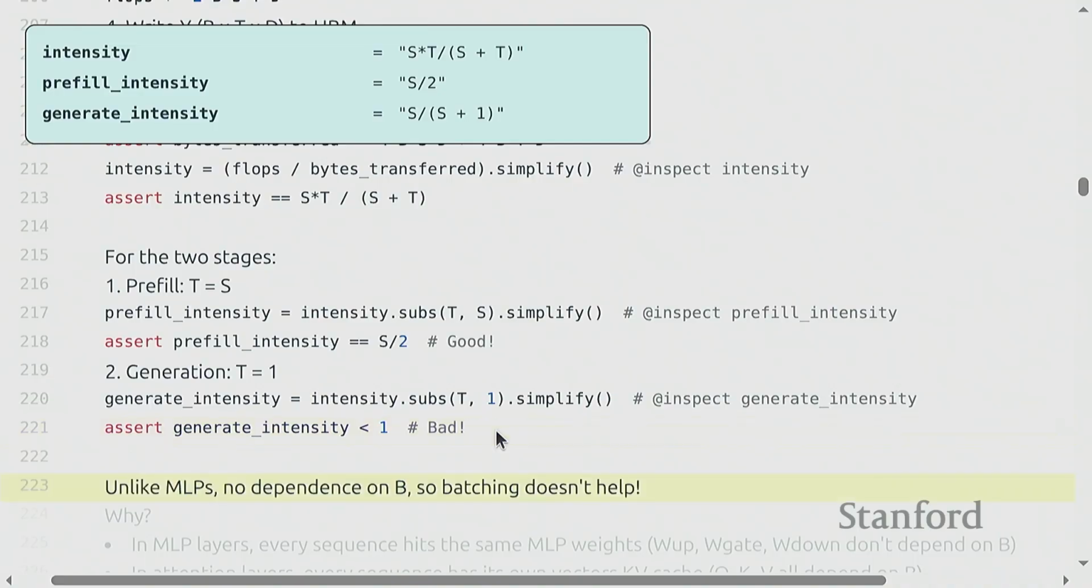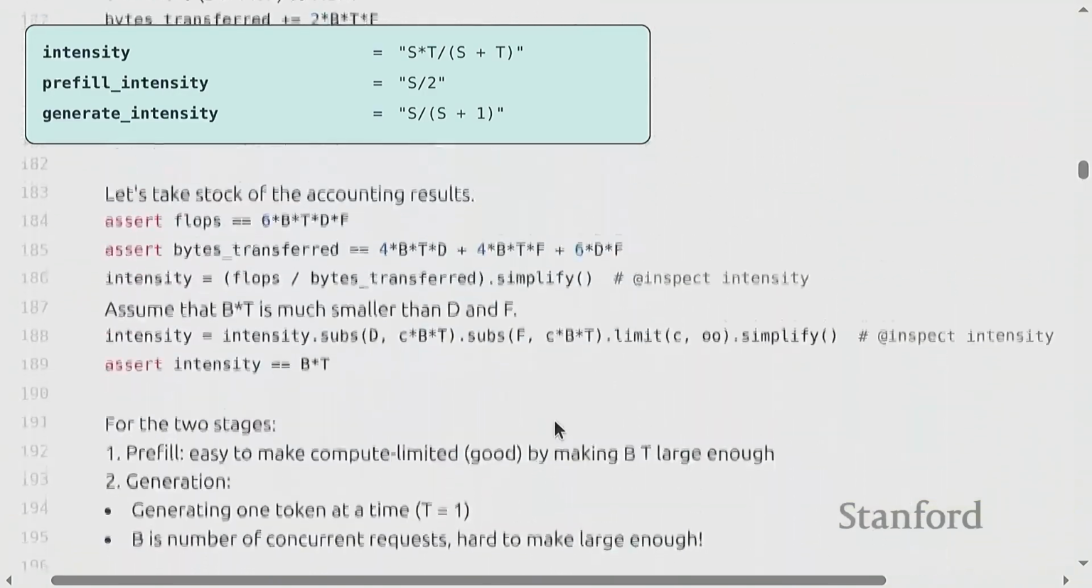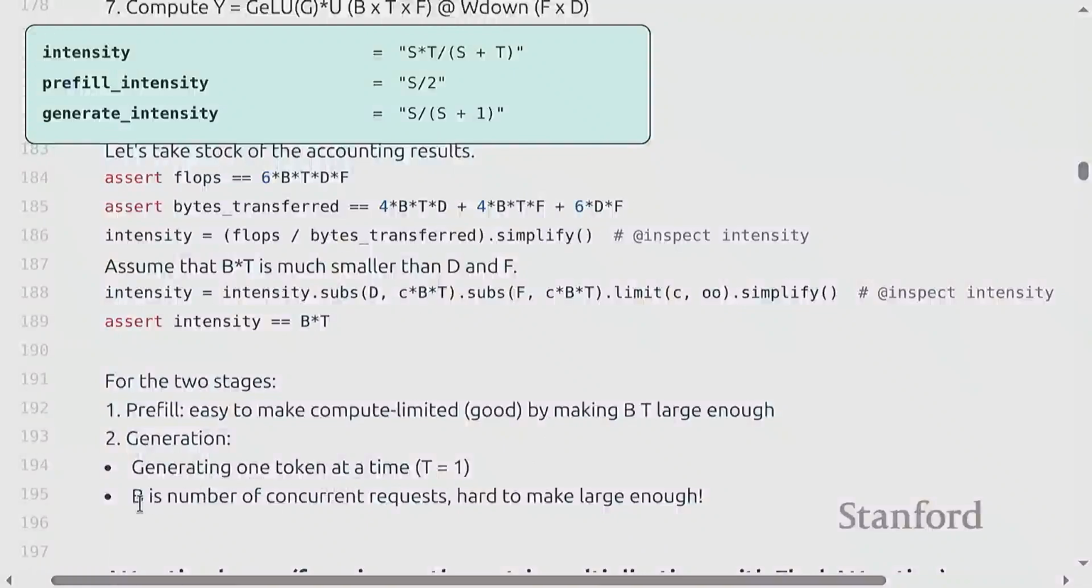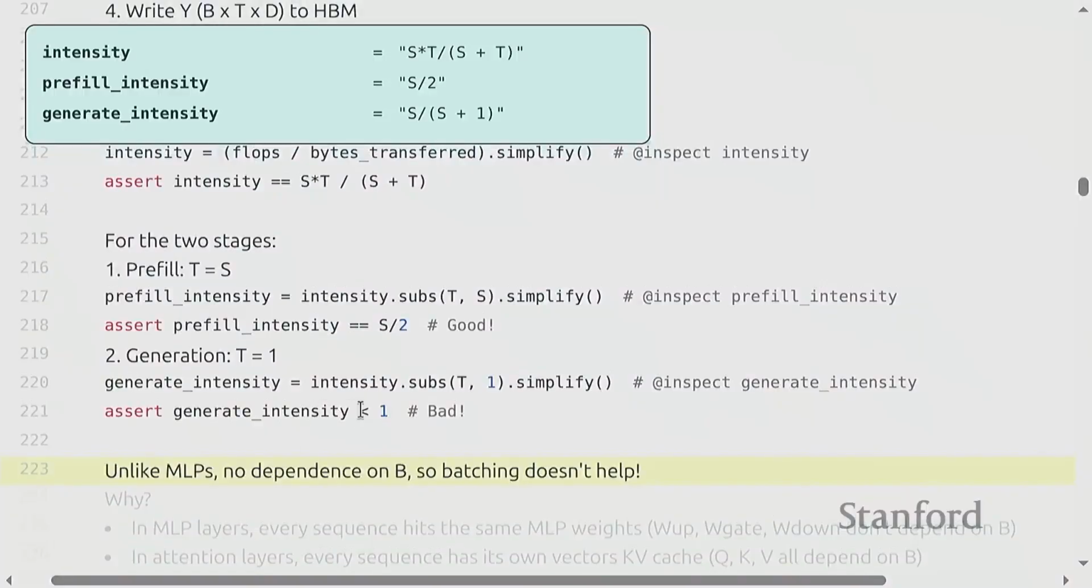But notice there's no dependence on B at all. Unlike in MLPs, where prefill was BT, which is great, and the arithmetic intensity was B, which was not great because it depends on the whims of your users and workloads, but still could be larger than 1. Whereas for attention, it's always just 1, no matter how long your sequences are or how many users there are.